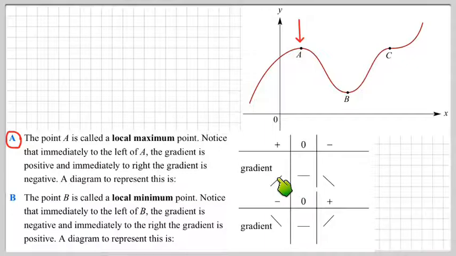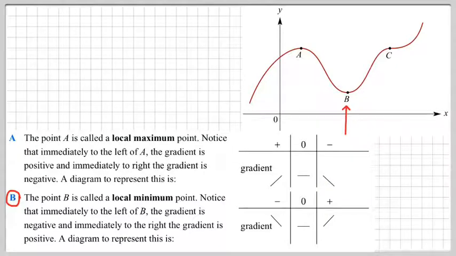See this down here, this is the profile that you get. The gradient is positive to the left, so you draw a little positive gradient line, and it's 0 on the stationary point, and it's negative to the right of the stationary point, okay? And you can see the hump mapped out there in that little profile diagram. This is a gradient table, okay?